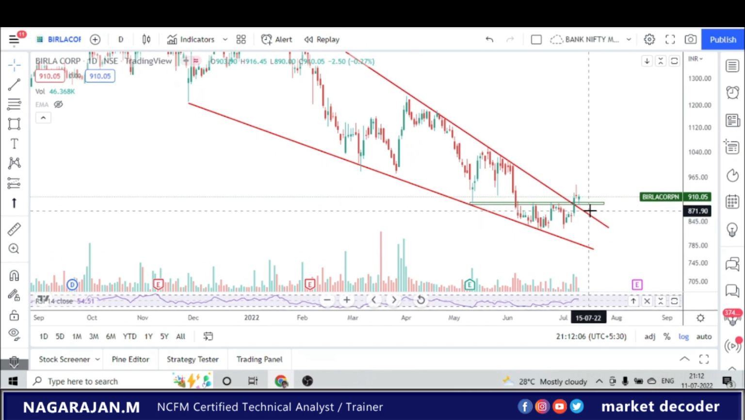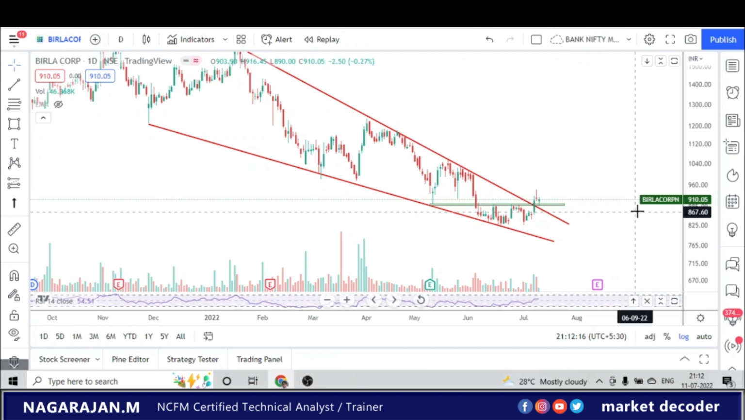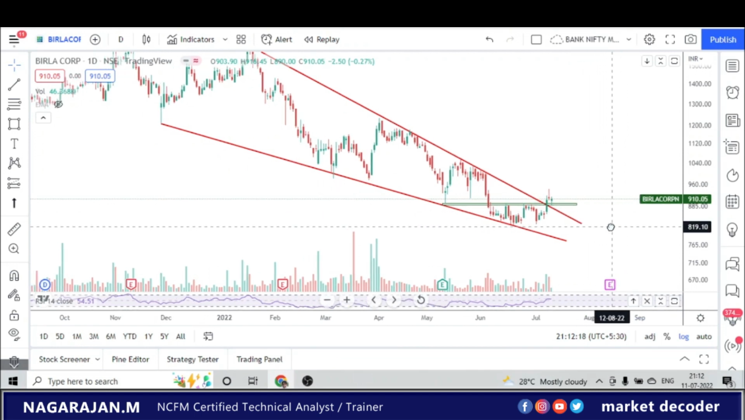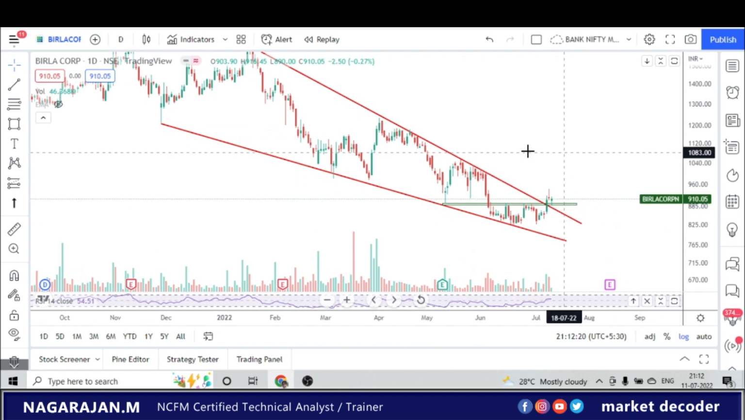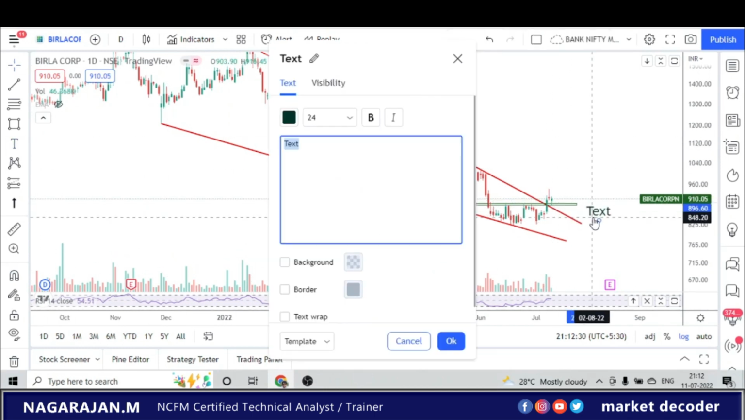So 910 to 890, 890 to 900, anywhere we can, because today's low is around 890, and BIRLA Corp managed to close above 910. The day closed at 910.05. So this is where we have to take entry, between 890 and 910. If you are getting any chance of entry, you can just take an entry here. Entry at 890 to 900.